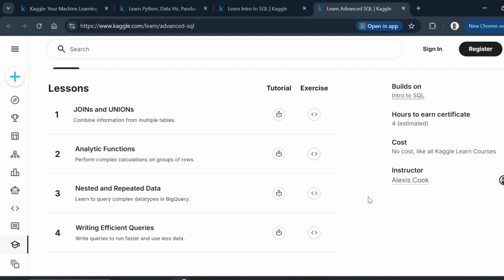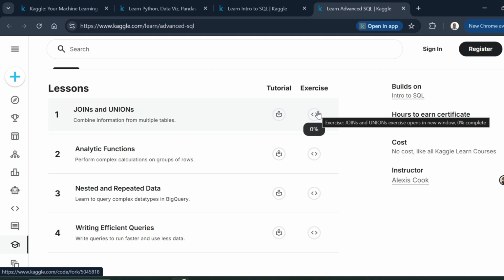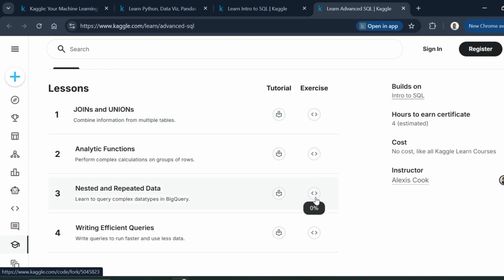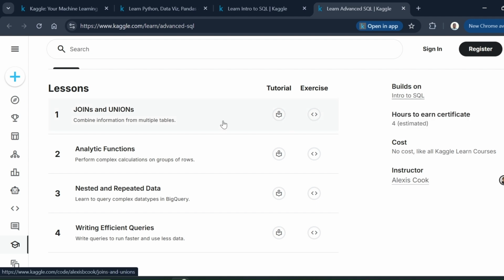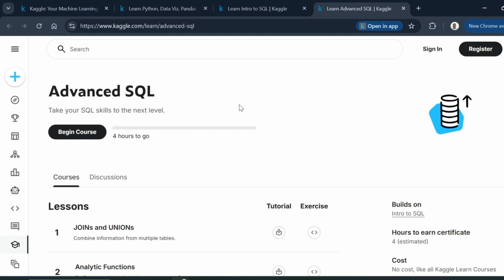And here also, after completing the tutorial, we will have exercise which will be hands-on exercises which will give us a sense of confidence that we have learned this concept. So once you complete all the tutorial and exercise, you will be given a advanced SQL certification from Kaggle. So these are the 2 courses which I would recommend from the Kaggle platform. And if I had to summarize, Intro SQL teach you how to write queries, and Advanced SQL course teach you how to think with data.